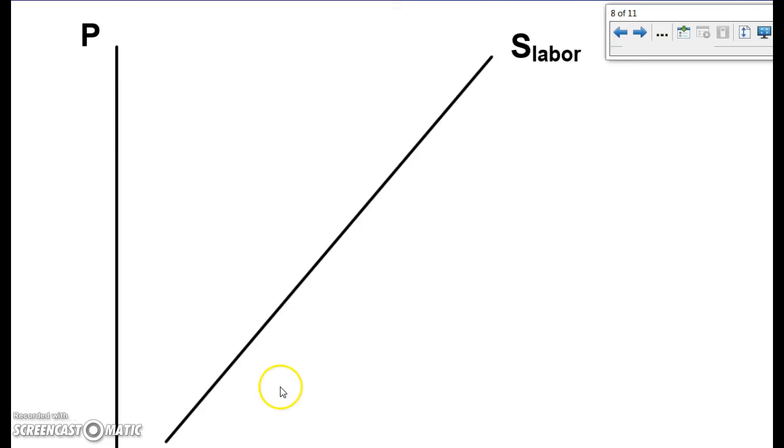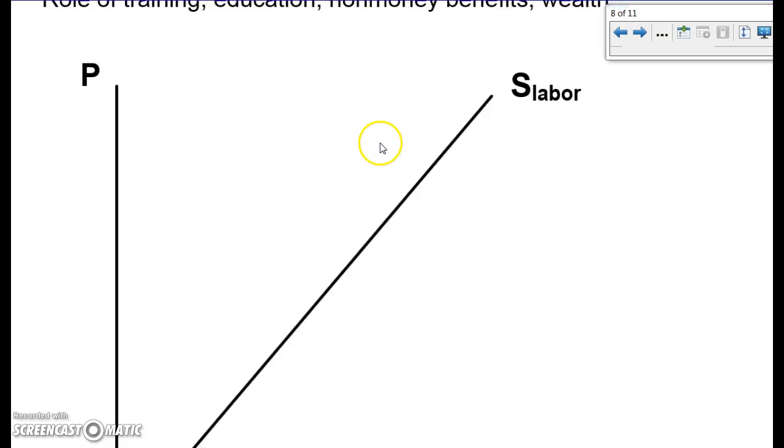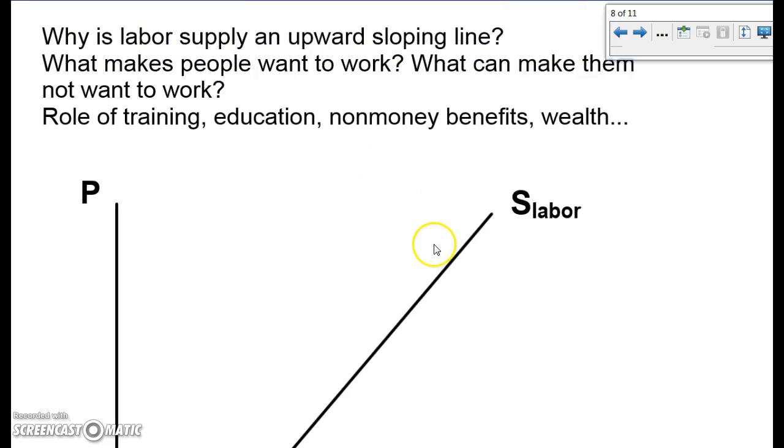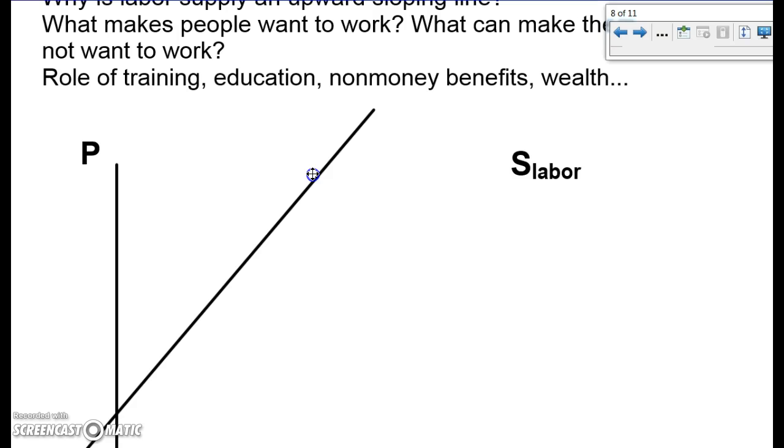Higher pay definitely brings more people into the labor market, which is why this is upward sloped. But this labor supply curve is going to be different for different jobs. So a job that's very, very difficult and requires a lot of training, like being a surgeon, the supply curve is going to be over here. Okay, because if a job requires a lot of training, a lot of people can't do it, right? So very few people would do it.